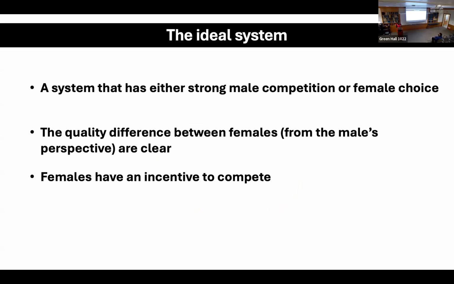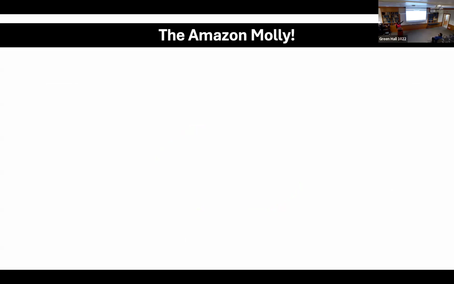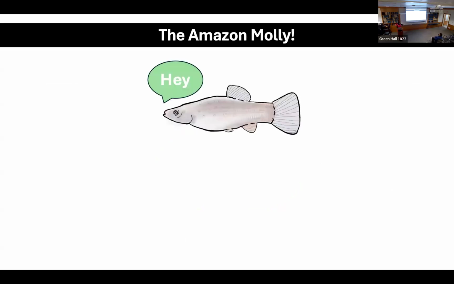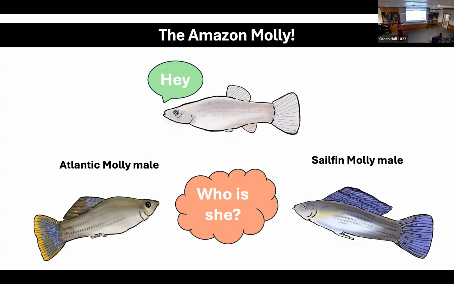Guess what? I do have this ideal system. And she's the Amazon Molly system. So that's the Amazon Molly. And she shares her range with Atlantic Mollies and Sylvan Mollies. So this combination of the female Amazon Molly, and they're all female, and then the male Atlantic Molly and Sylvan Molly, how they choose. This is the system I'm interested in exploring and asking my questions.